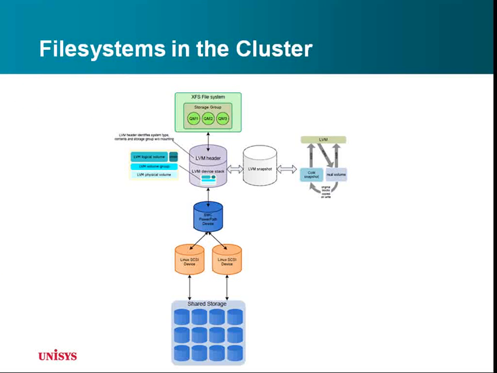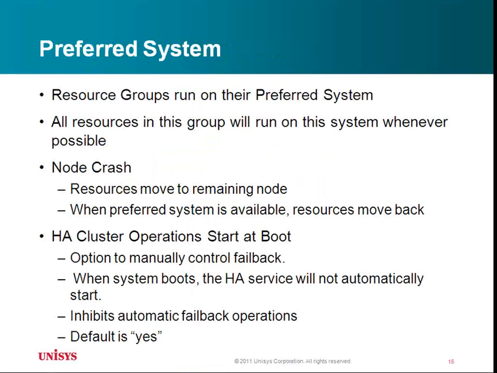When defining resource groups, you can assign them to their preferred system. With two nodes in the cluster, you can distribute your one or more resource groups between the two cluster nodes. All resources in this group will run on their preferred system whenever possible. So by setting the preferred system, you're pinning the resource group, this is network resources, MQ resources, and the storage resources together on this system.